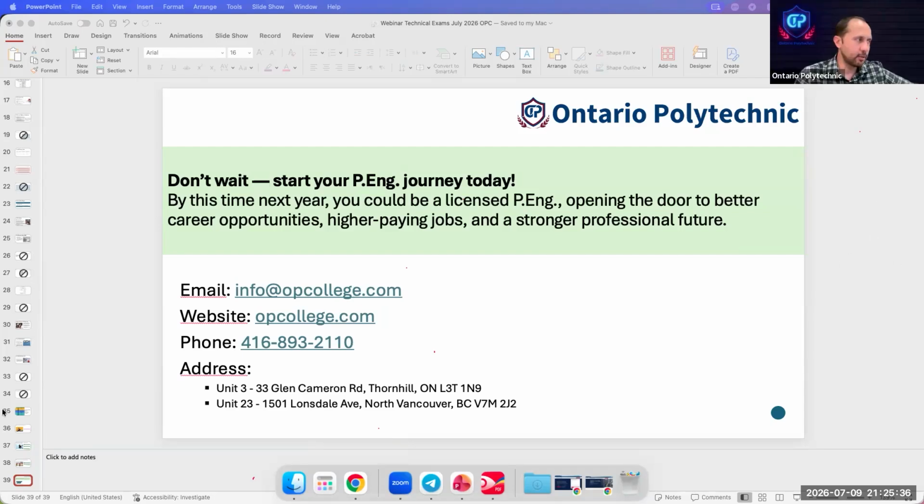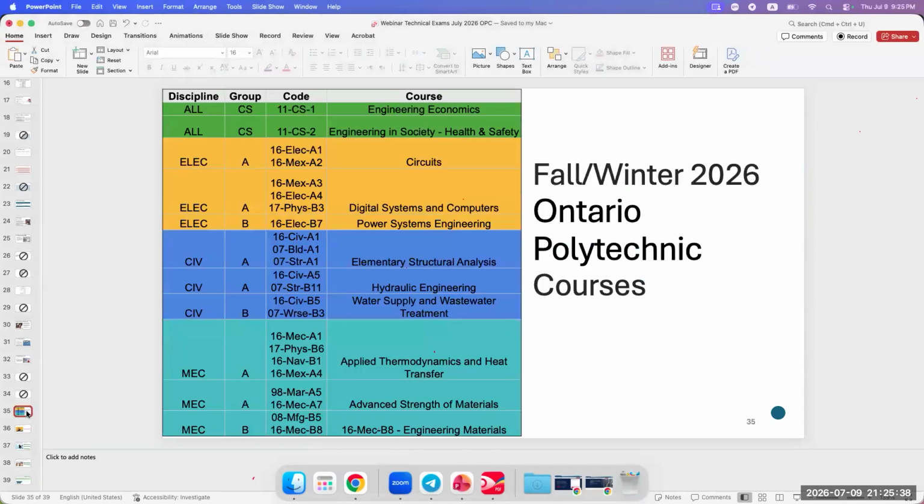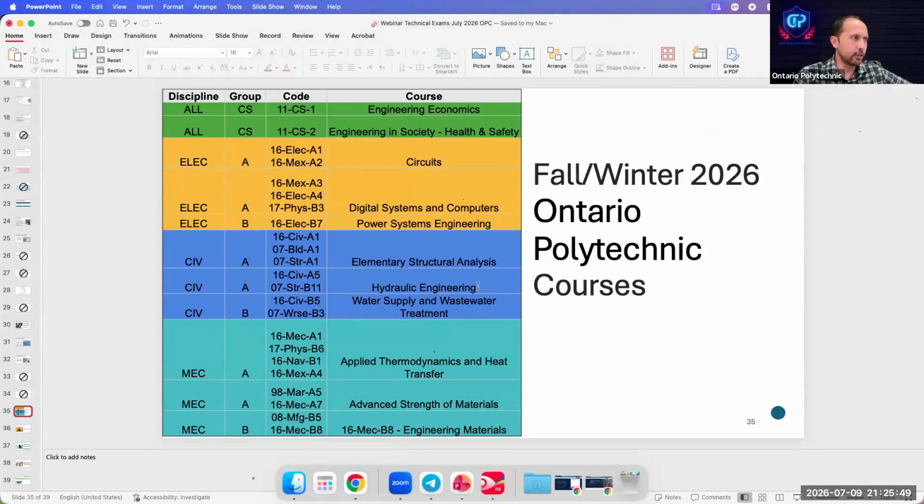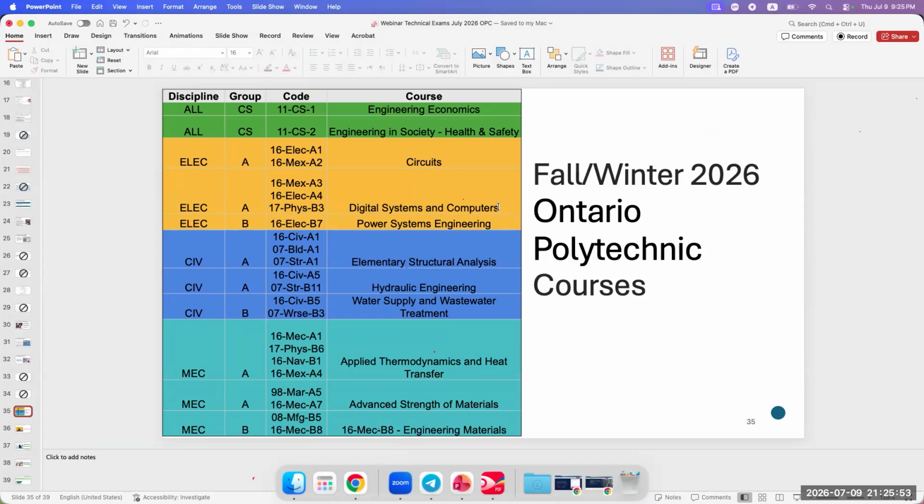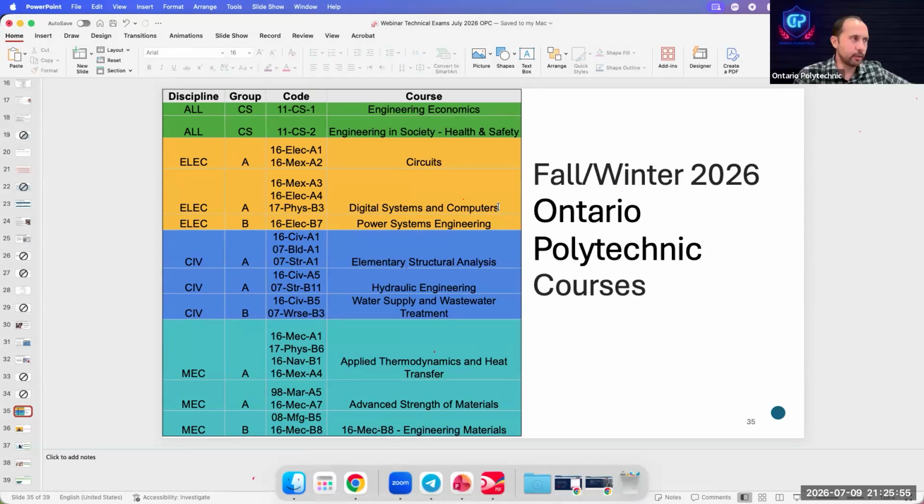For which course? Advanced structure, you mean? I need advice from you on which two courses I can get more than a 65 mark easily. Which discipline are you? Mechanical. Mechanical or mechatronic? Mechanical. So for mechanical, I mentioned these two are easy.